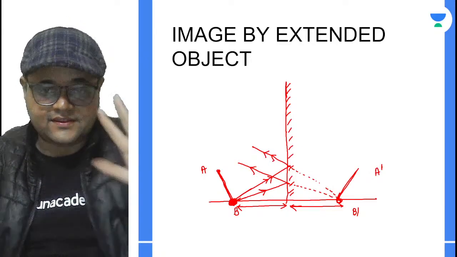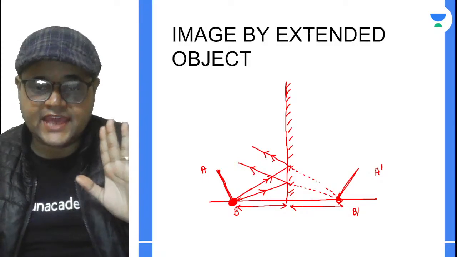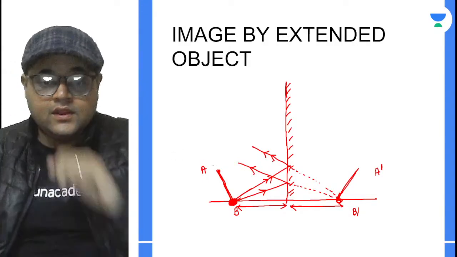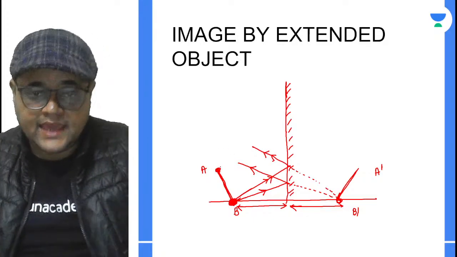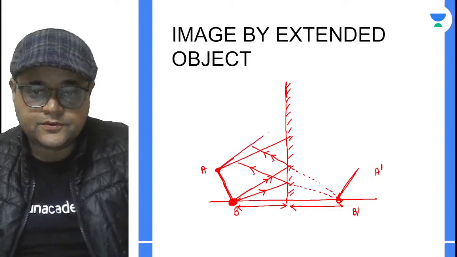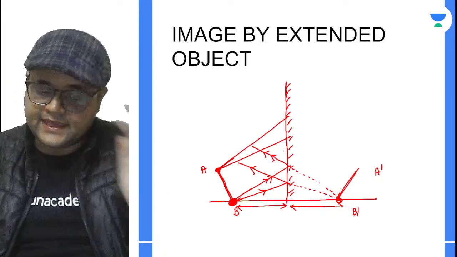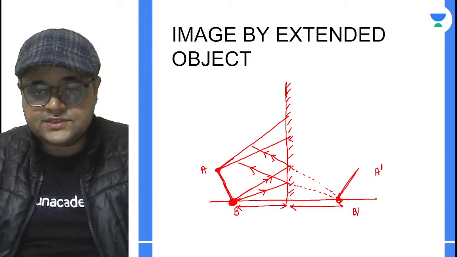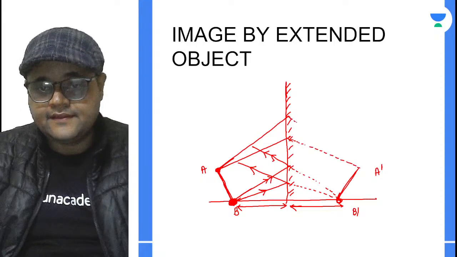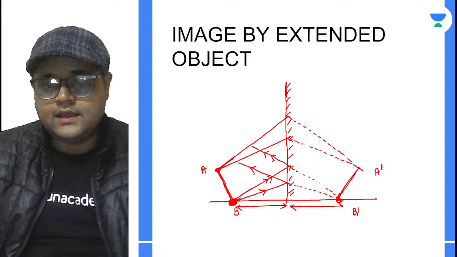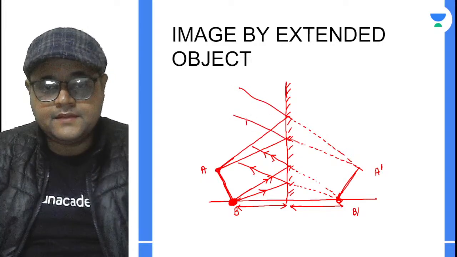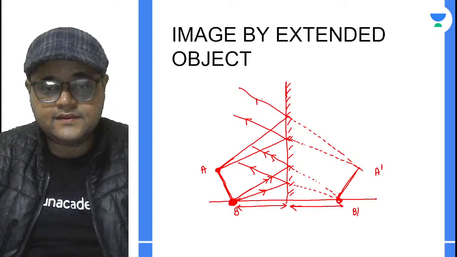You've understood how I am drawing this diagram? You have to draw it exactly the same way. Now for the top part, again two rays, and the trick is the same. Just extend it backward, connect it here, extend it backward, connect it here, and then draw these rays. This is the best way to do it.